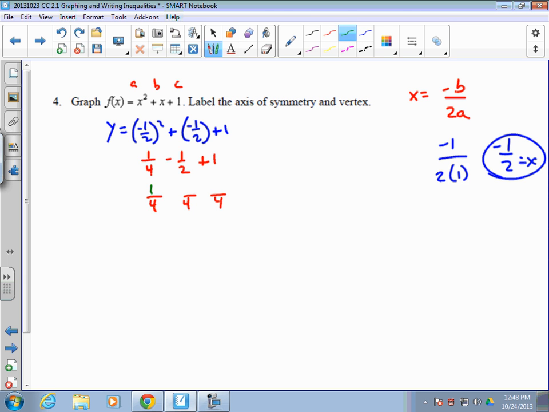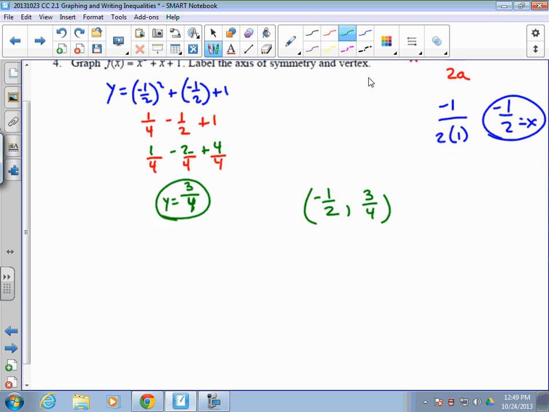So this one will stay as 1/4. Negative 1/2 will become negative 2/4, and plus 1 will become plus 4 over 4. So keep 4 at the bottom. 1 minus 2 is negative 1. Negative 1 plus 4 is 3. So your y value is 3/4. That makes your vertex, x comma y, negative 1/2, 3/4 is your vertex. So when we graph this inequality, it's going to open up going up.